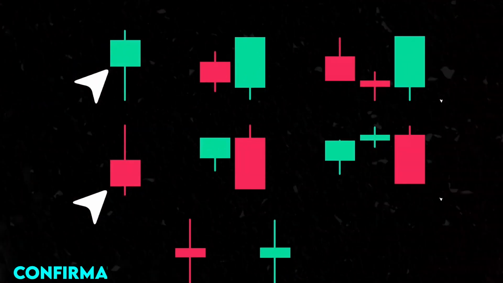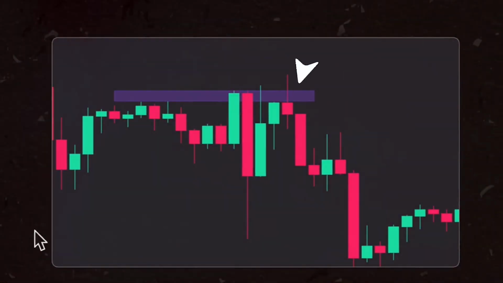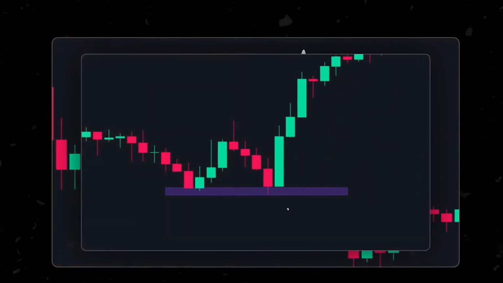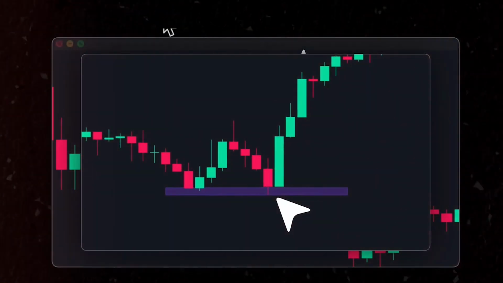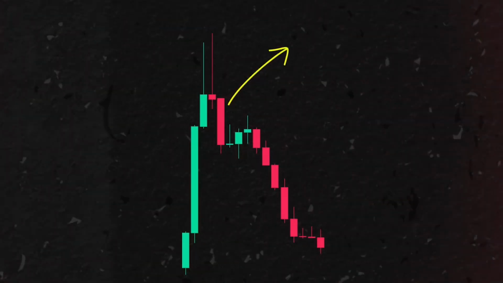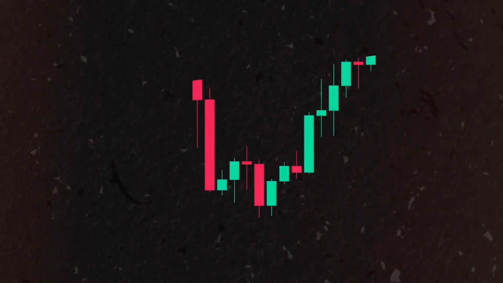3. Confirmation of support and resistance levels. Candlestick patterns can confirm support and resistance levels on forex charts. Patterns like the hammer, which has a small body and a long, lower shadow, often form near support levels and suggest potential price reversals.